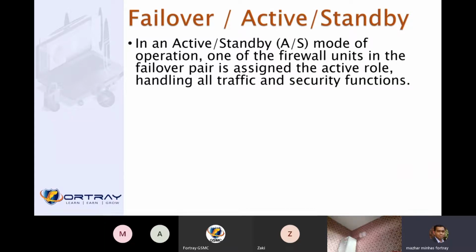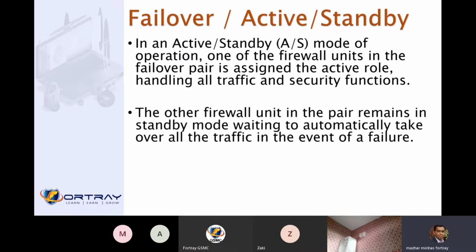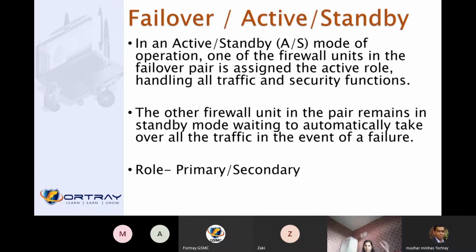Okay, so failover active/standby. In active/standby mode of operation, one of the firewall units in the failover pair is assigned the active role, handling all the traffic and security functions. The other firewall unit in the pair remains in standby mode, waiting to automatically take over all the traffic in the event of failure. So we have two types of role, primary and secondary. The role can be primary or secondary, and what are the states? Active and standby.